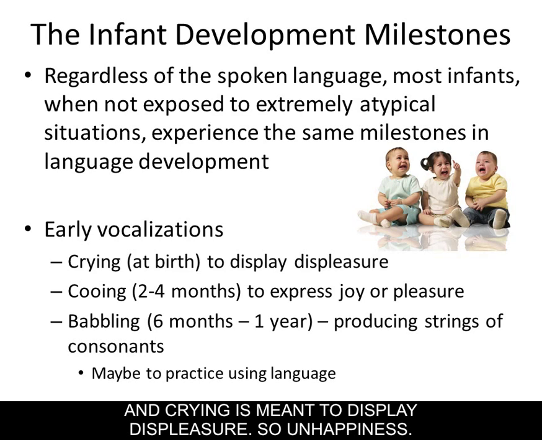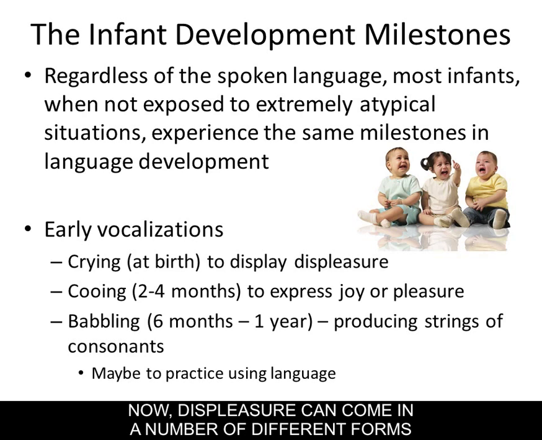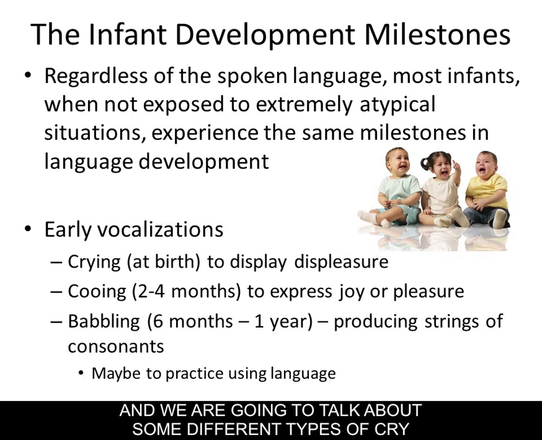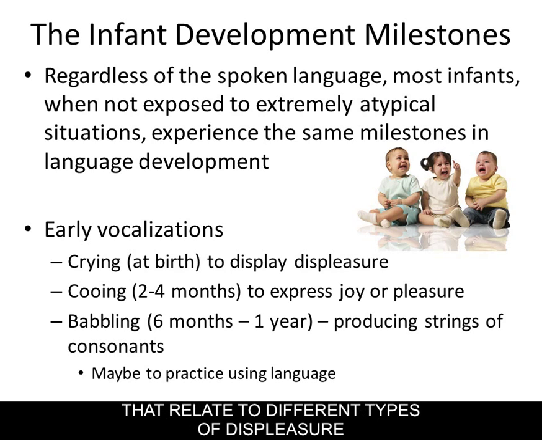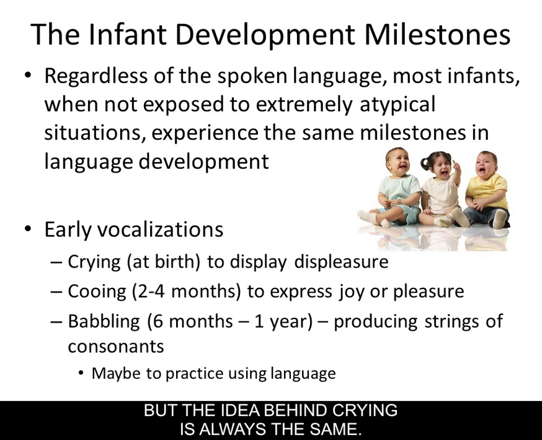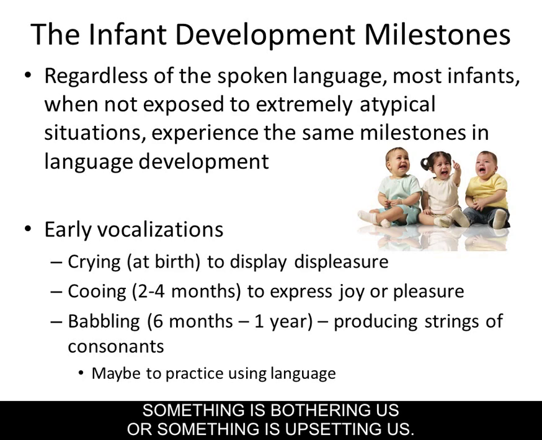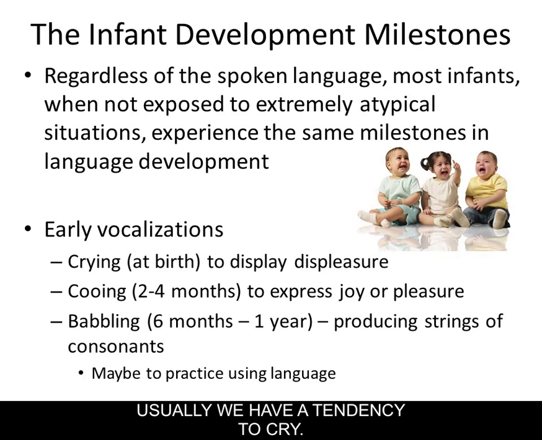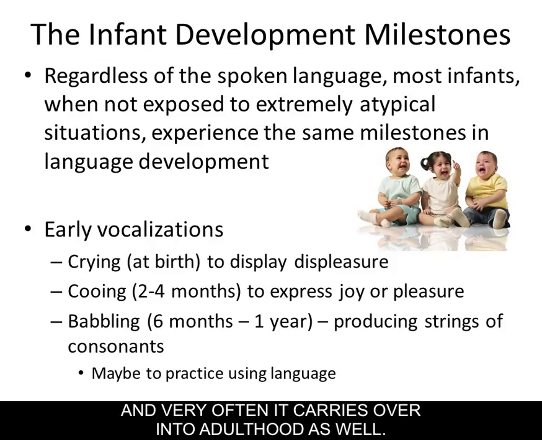And crying is meant to display displeasure, so unhappiness. Now, displeasure can come in a number of different forms, and we're going to talk about some different types of cry that relate to different types of displeasure that we've picked up on in studies. But the idea behind crying is always the same. If something's bothering us or something's upsetting us, usually we have a tendency to cry. And this is a natural reaction at birth. We believe it's a reflex, and very often it carries over into adulthood as well.